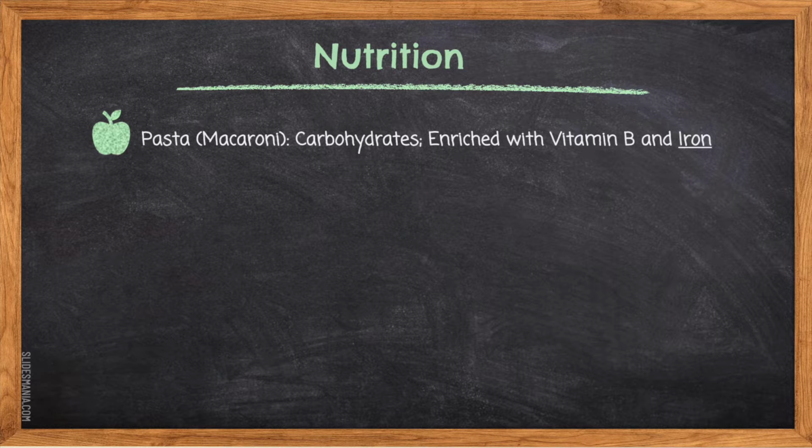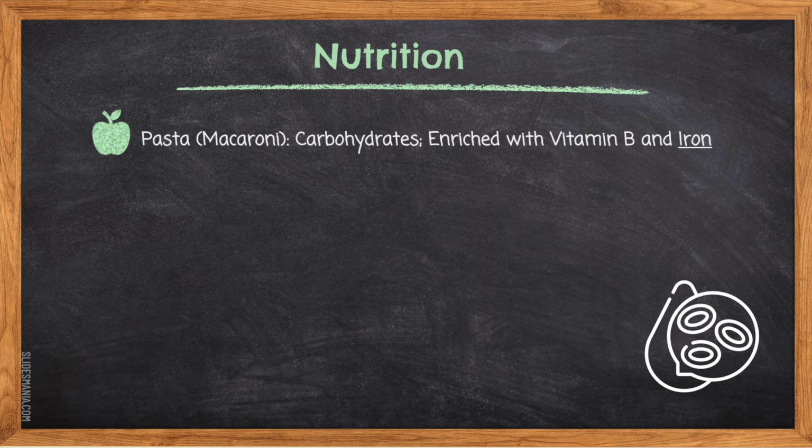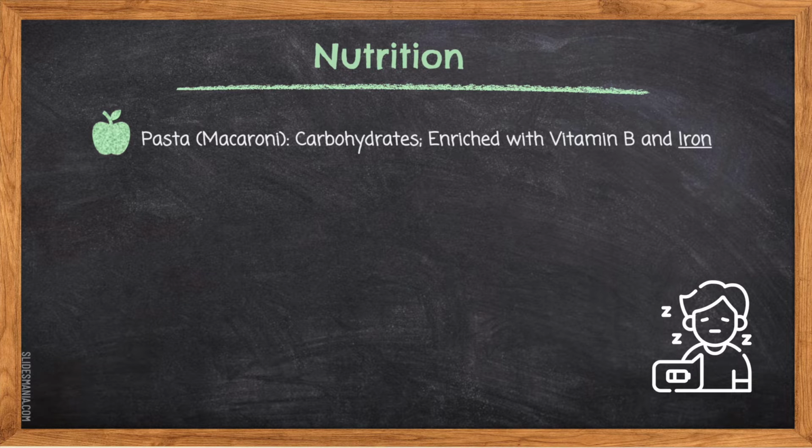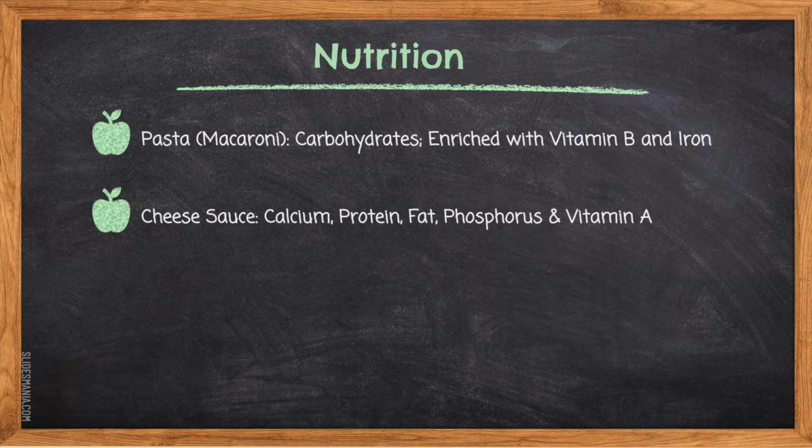Iron. Iron is needed to help build hemoglobin in the red blood cells, to help transport oxygen and carbon dioxide, preventing nutritional anemia. Cheese sauce: calcium, protein, fat, phosphorus, and vitamin A.